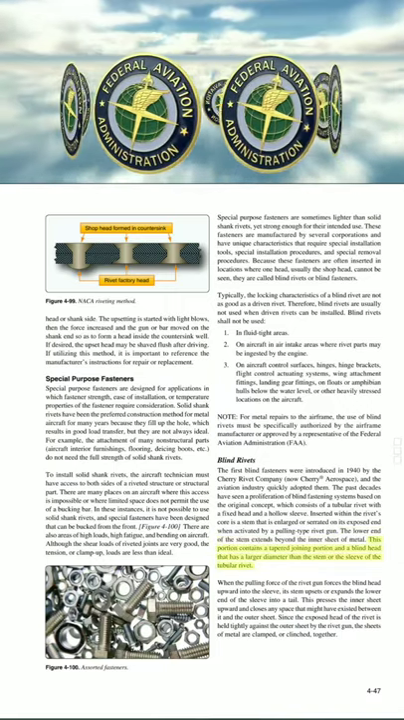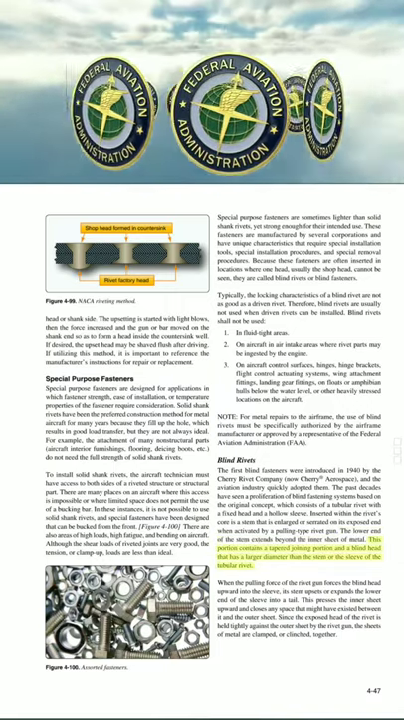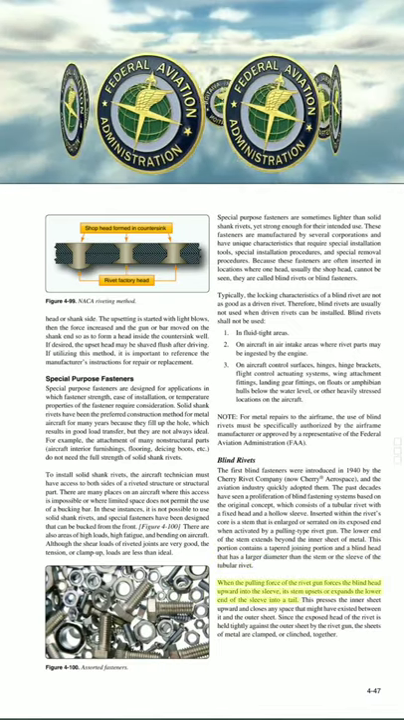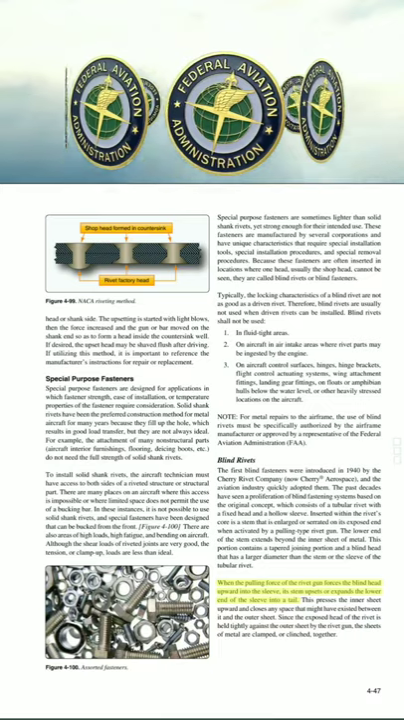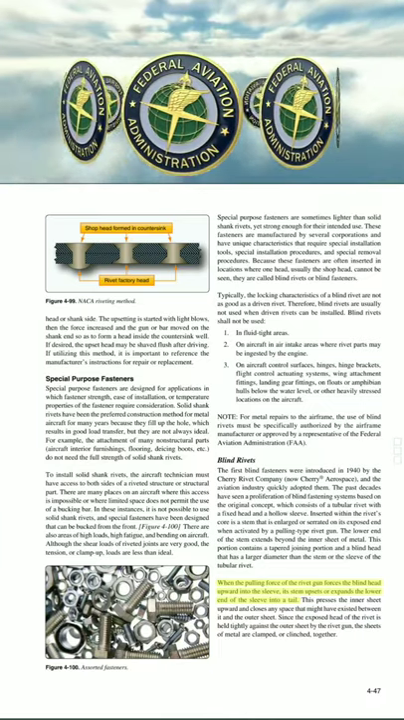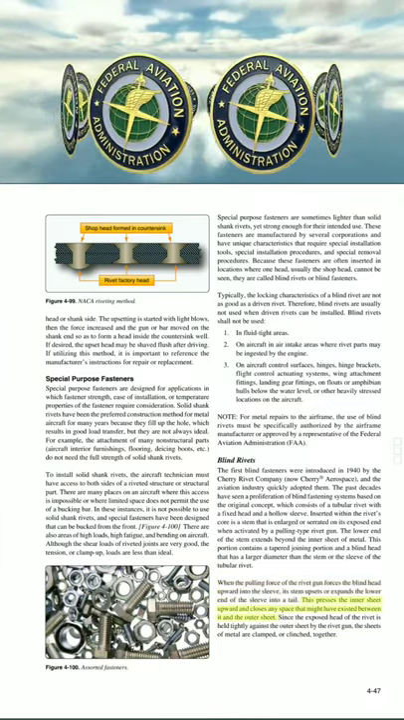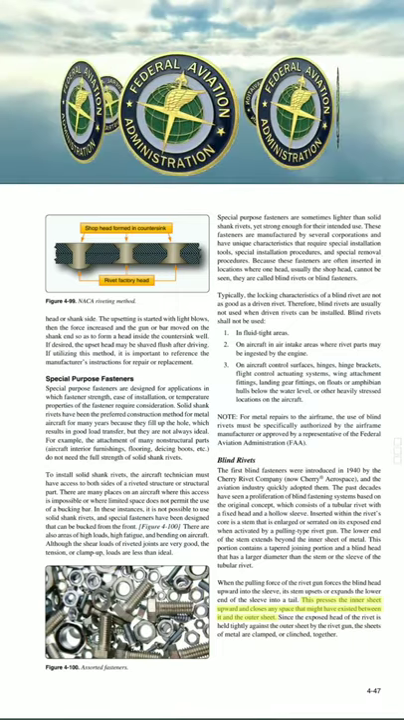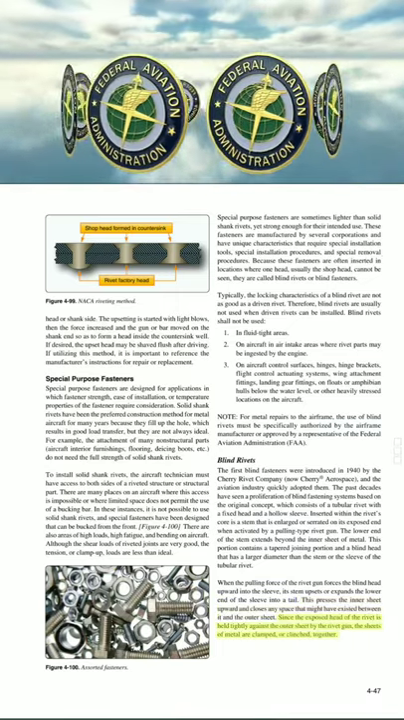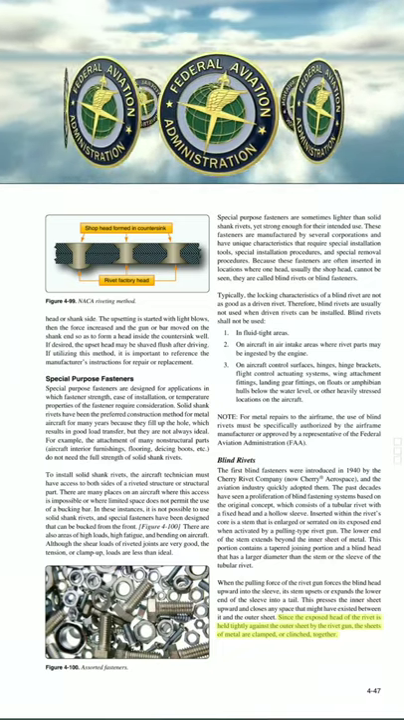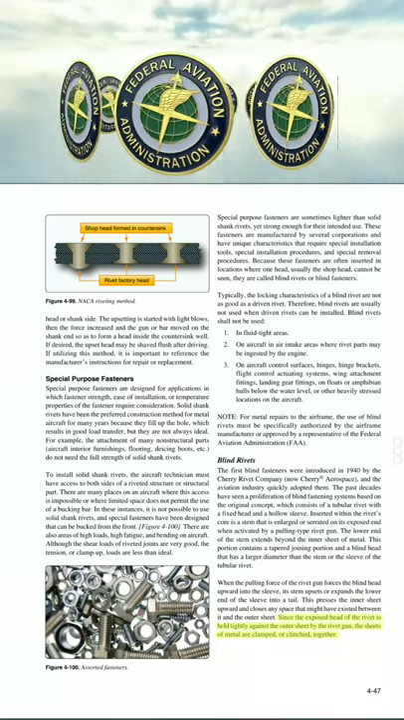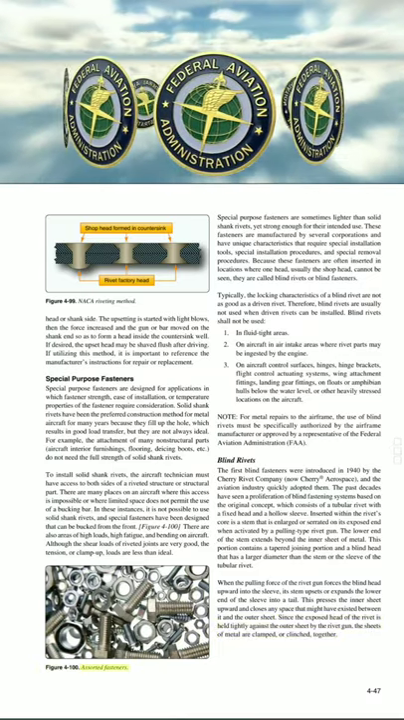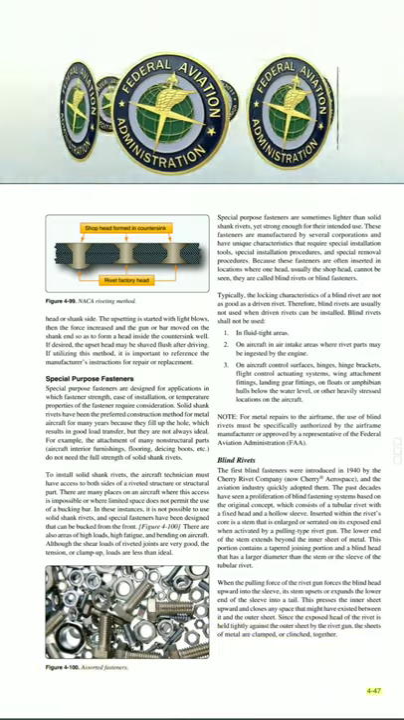This portion contains a tapered joining portion and a blind head that has a larger diameter than the stem or the sleeve of the tubular rivet. When the pulling force of the rivet gun forces the blind head upward into the sleeve, its stem upsets or expands the lower end of the sleeve into a tail. This presses the inner sheet upward and closes any space that might have existed between it and the outer sheet. Since the exposed head of the rivet is held tightly against the outer sheet by the rivet gun, the sheets of metal are clamped, or clinched, together. Figure 4-100. Assorted fasteners.